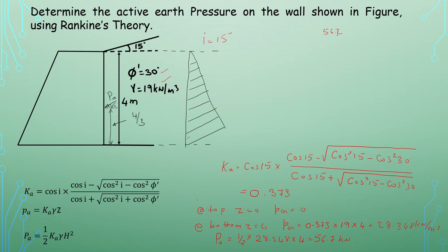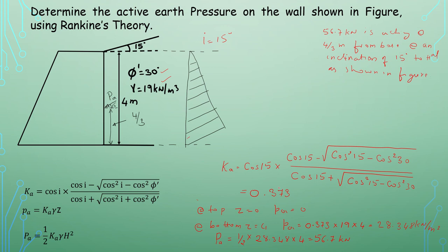Pa, 56.7 kilonewton, is acting at 4 by 3 meter from the base at an inclination of 15 degrees to the horizontal, as shown in the figure. So this is the answer.